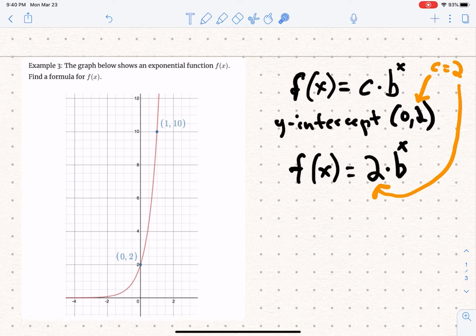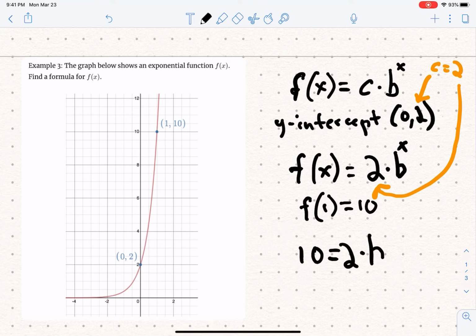We do also know that for this function, (1, 10) is a point on the function. So when we plug in 1 for x, we should get 10 for f of x. So f of 1 equals 10. All I'm going to do is plug this in by replacing f of x with 10 and replacing x with 1. So we're plugging in the point (1, 10). We get 10 is equal to 2 times b to the 1.